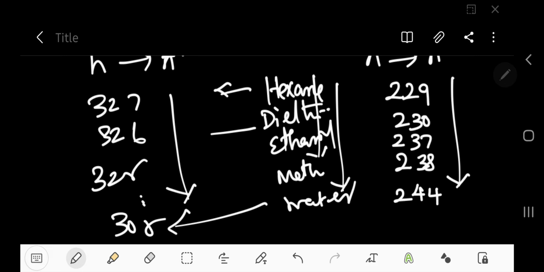Okay, so this is the reason why we get a shift in the presence of different solvents. It is because of polarity.